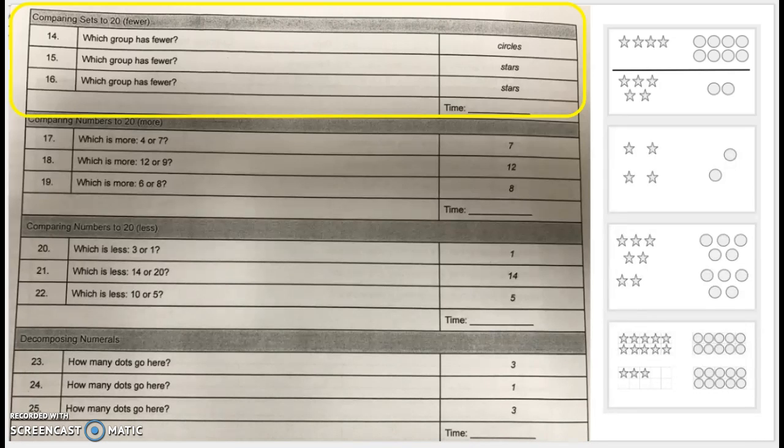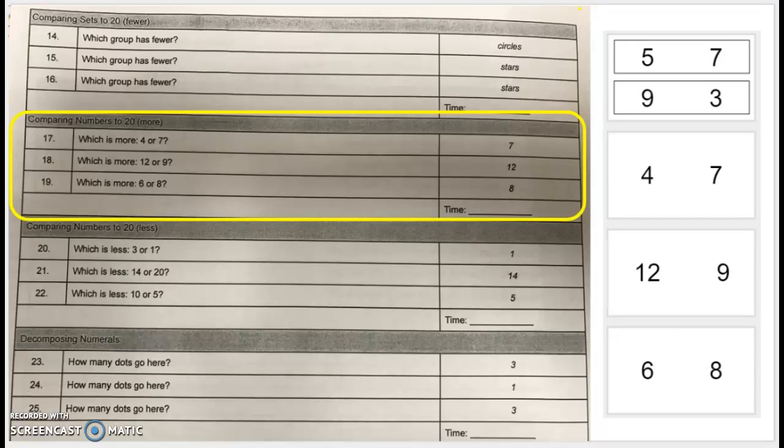In the Comparing Sets to 20 Fewer section, there are 3 items to score after 1 demonstration and 1 practice item. The student is presented with organized arrangements of stars and circles and asked which group has fewer, stars or circles. If the student answers correctly, the teacher circles the answer on the right side of the score sheet. If the student answers incorrectly, the teacher marks an X through the answer on the right side of the score sheet. The approximate time it takes a student is recorded for the purpose of gauging fluency.